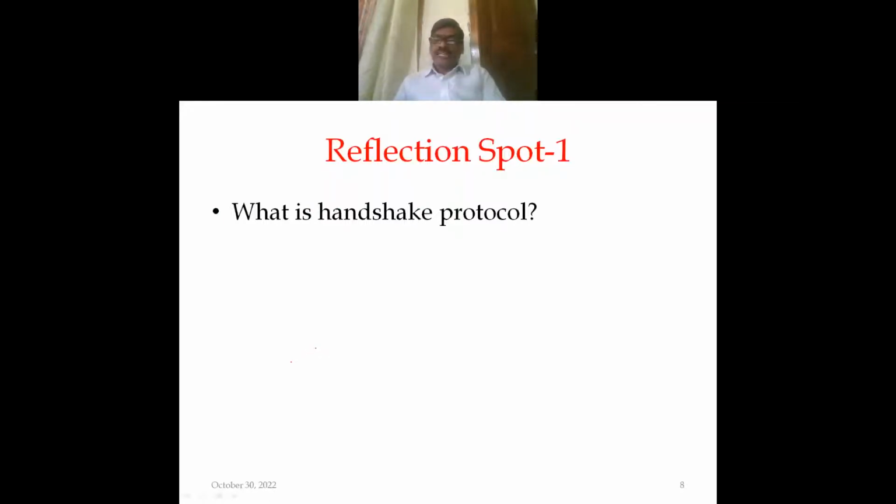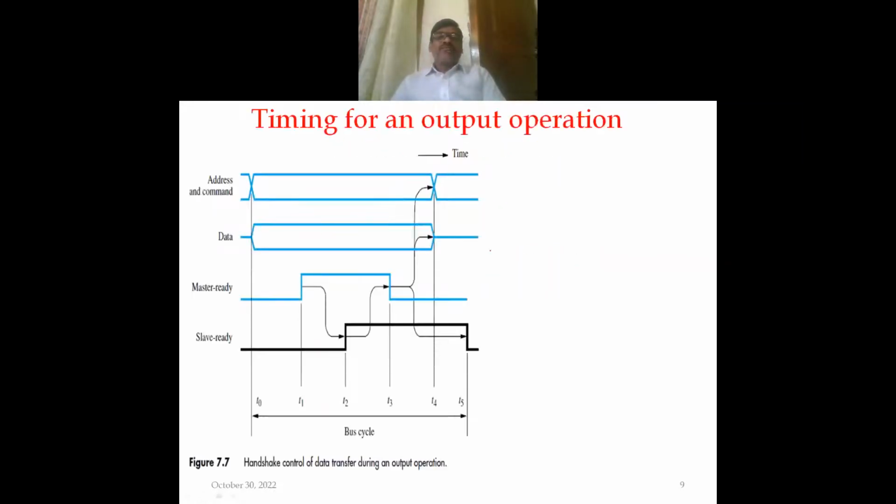So what is meant by handshake protocol? Any students, please, can you answer that? What is meant by handshake protocol? So just now we had seen that the master and the slave make use of the master ready and slave ready signals, which are communicated before actual data transmission takes place. So that master ready and slave ready control signal transmission is nothing but handshaking.